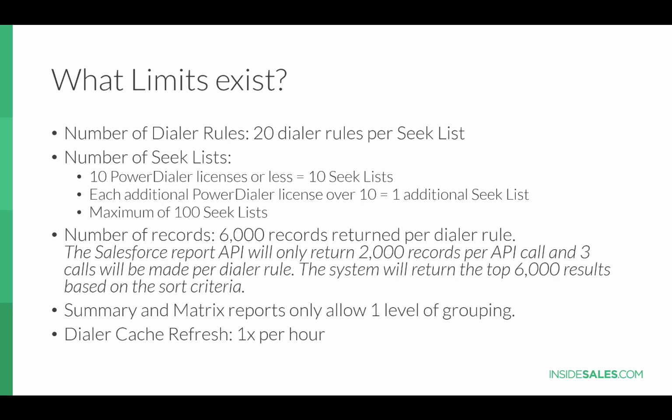And how this is going to work is the Salesforce API can only return 2,000 records per API call, but it's going to make 3 calls per dialer rule. So the system can have a chance to return the top 6,000 results based on the sort criteria. Summary and matrix reports will only allow 1 level of grouping, and there's no change to the dialer cache refresh frequency of 1 time per hour.